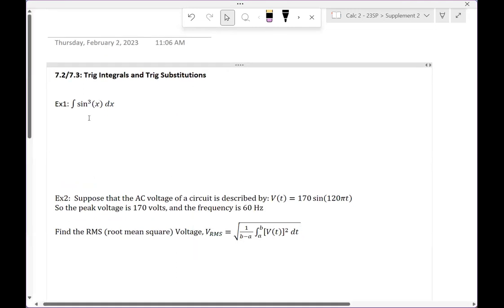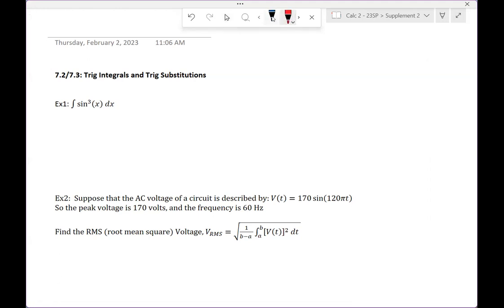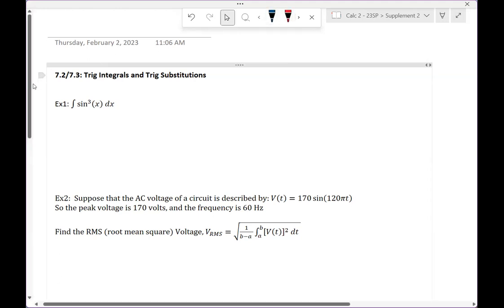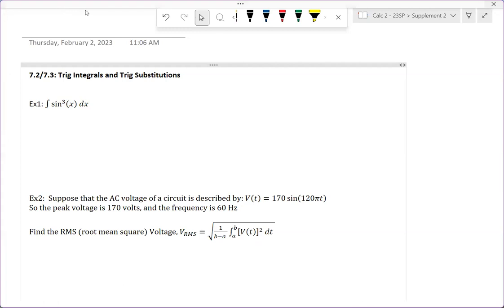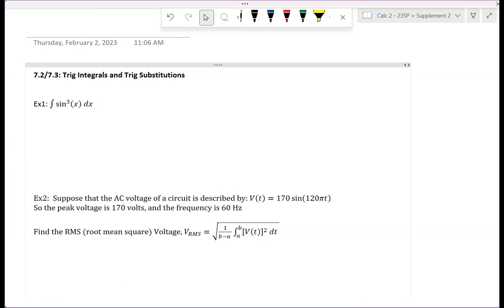So our first problem, we have the integral of sine cubed of x dx. This is kind of a warm-up. We've seen problems similar to this before. And if you remember, the key idea here was that we had the integral of a trig function to an odd power. So we have the integral of sines and cosines where the total number of powers is odd. And the technique that we used there was to break off one of the trig functions.